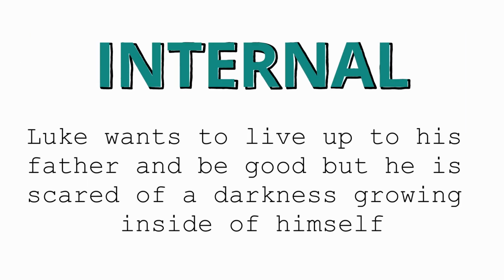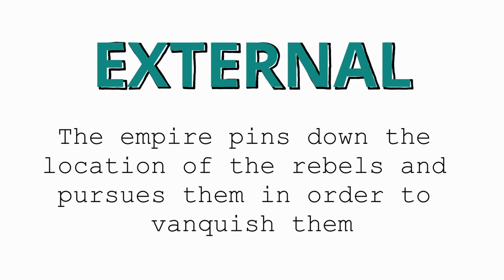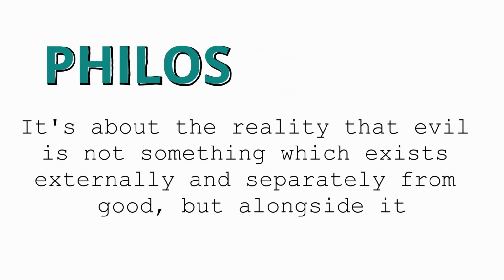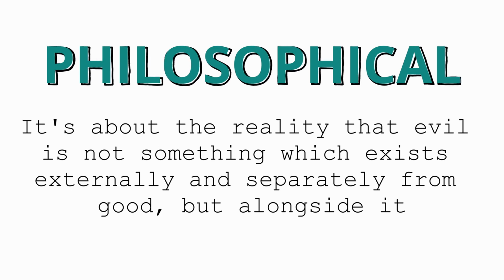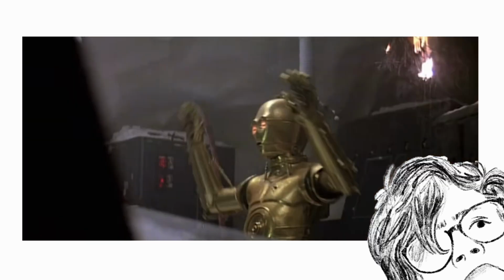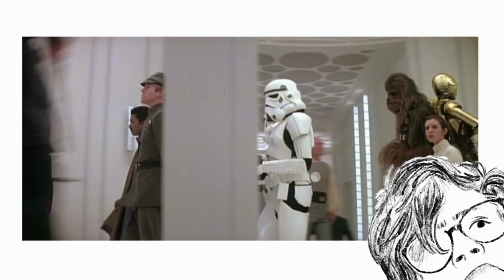Internal. Luke wants to live up to his father and be good, but he is scared of the darkness growing inside of himself. External. The Empire pins down the location of the rebels and pursues them in order to vanquish them. Philosophical. It's about the reality that evil is not something which exists externally and separately from good, but alongside it. Each of our progressing changes will contribute to the exploration and furtherment of this conflict.